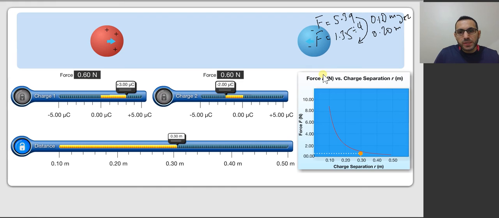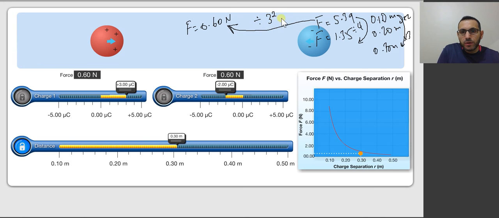Okay? If I make the distance 3 times larger, now the force is 0.60 Newton. F is 0.60 Newton when R is 0.30 meters. From here to here I have times 3. From here to here the force is divided by the square of 3, which is 9. 5.39 divided by 9 equals 0.598, approximately 0.6.